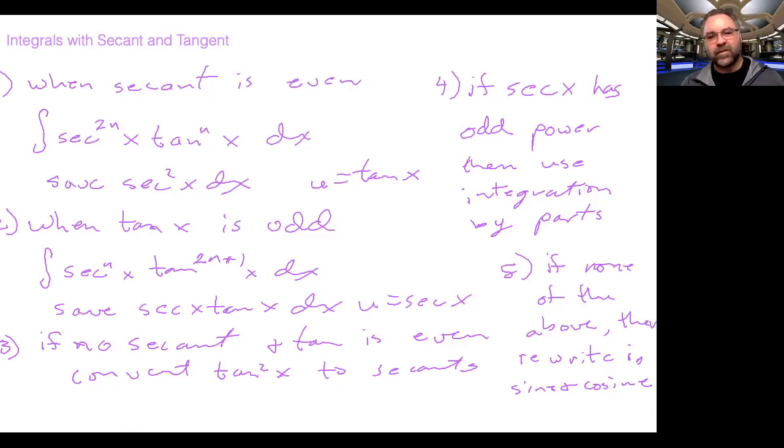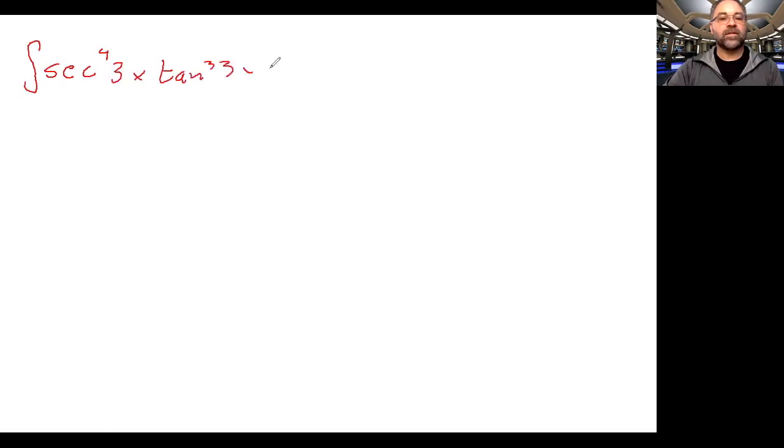We've already seen that though. So, all right, let's try one involving secant and tangent now. This one is going to be the integral of secant to the 4th of 3x, tangent cubed of 3x dx. And as you can see, secant has an even power on it. So we'll save a secant squared.